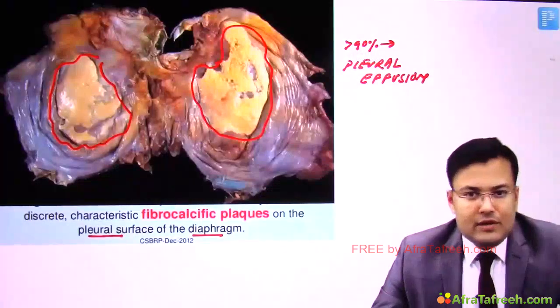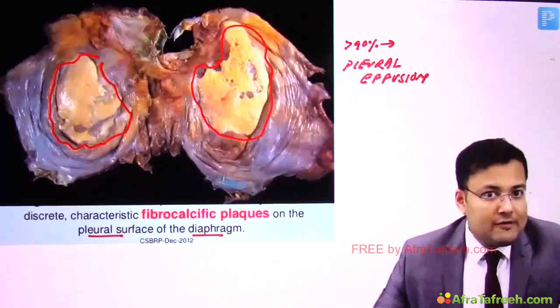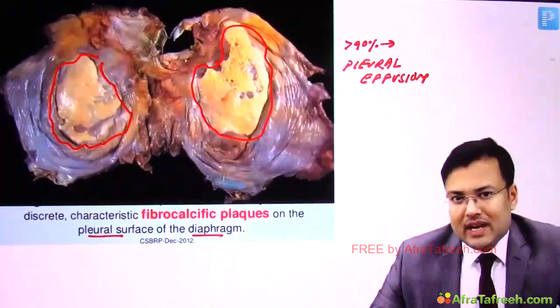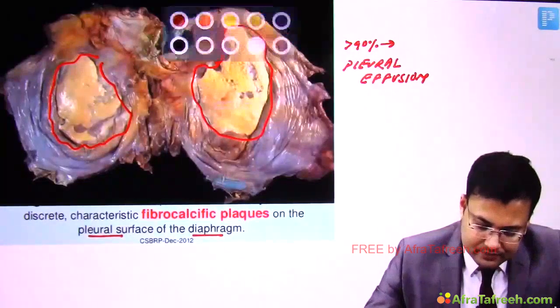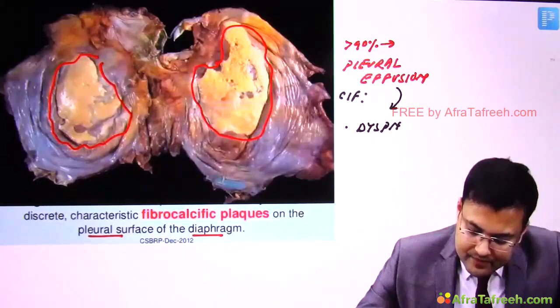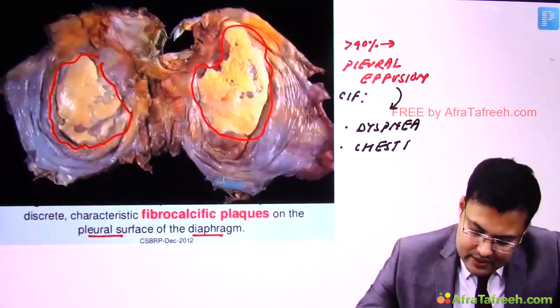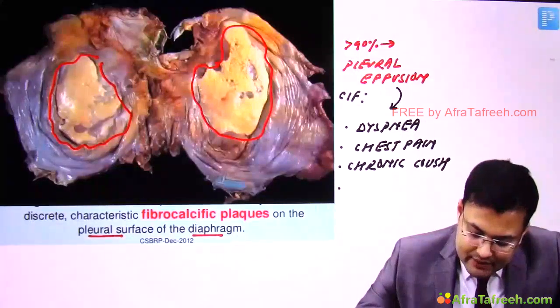Clear? So there are discrete fibrocalcific plaques, and 90% of patients have pleural effusion, and that's why these patients have what? Dyspnea, chest pain, chronic cough. Since the patient has malignancy, because of malignancy these patients have weight loss. So what are the clinical features? Because of this pleural effusion, these patients have dyspnea, chest pain, chronic cough, and because of malignancy they have weight loss.